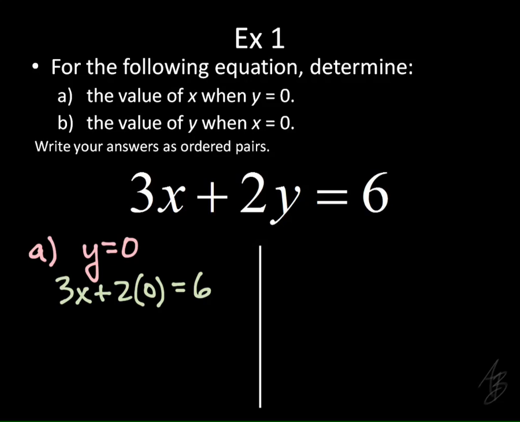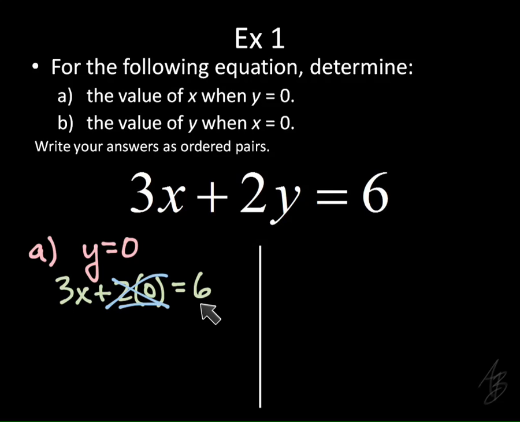So why do you think we picked 0? We picked 0 because it's a really easy number to work with. What is 0 times 2? 0. And what is 3x plus 0? So this is going to be 0. And if we take 3x plus 0, what do we get? It's just 3x, right? This right here just goes away. And what we have is 3x equals 6.